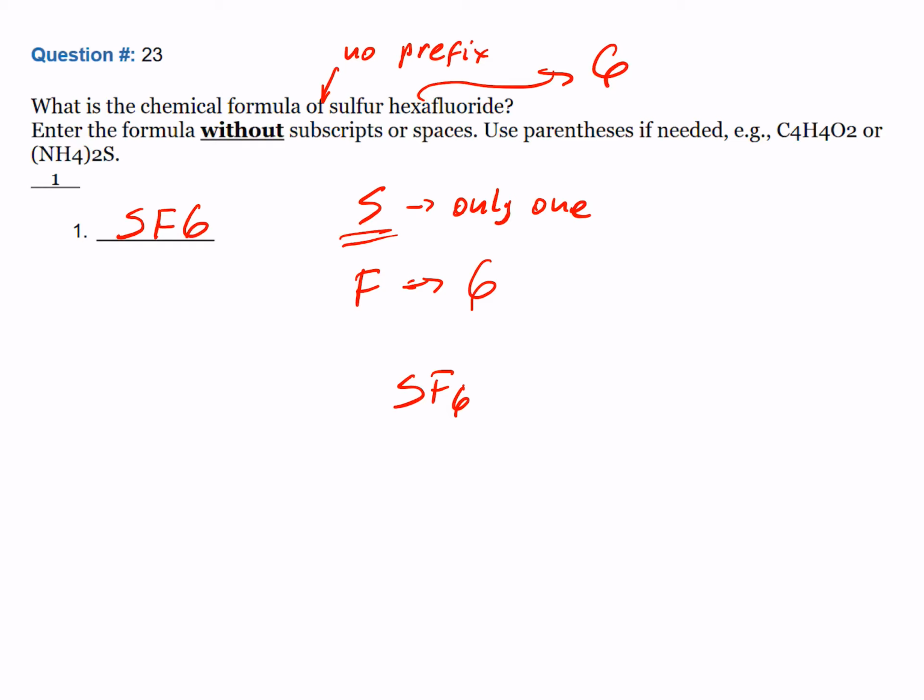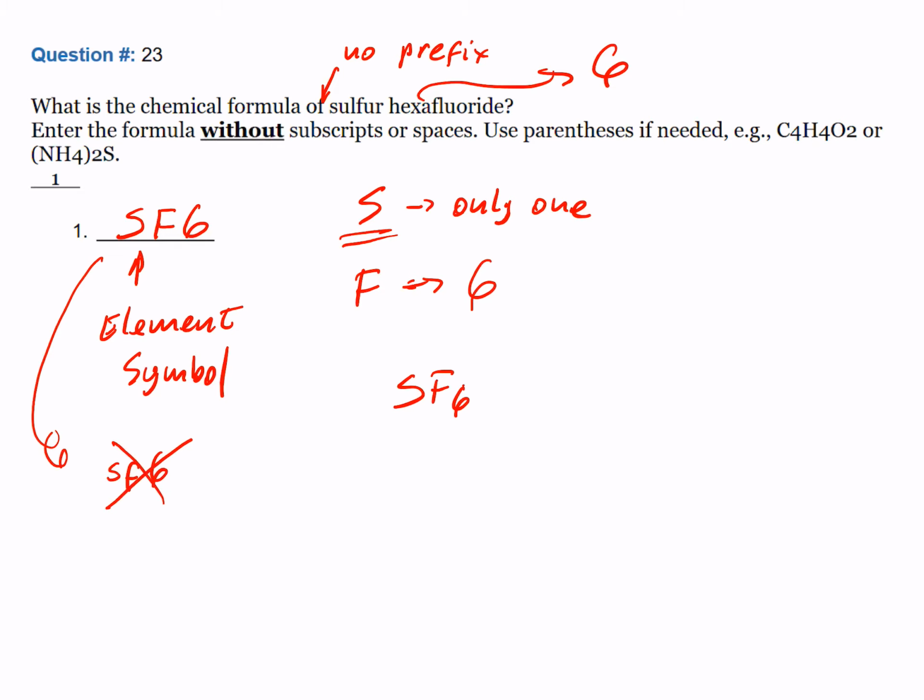Okay, these are element symbols. So whether they are lowercase or uppercase will matter, because you have to respect the nomenclature of the periodic table. So it has to be capital S, capital F, and a 6. This is one case in which if you write it in the wrong case, like sf6, it is going to be a wrong answer.